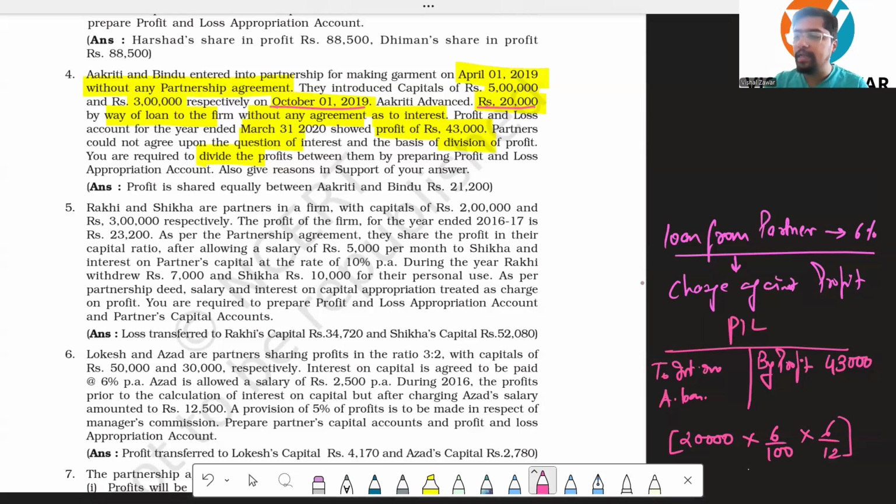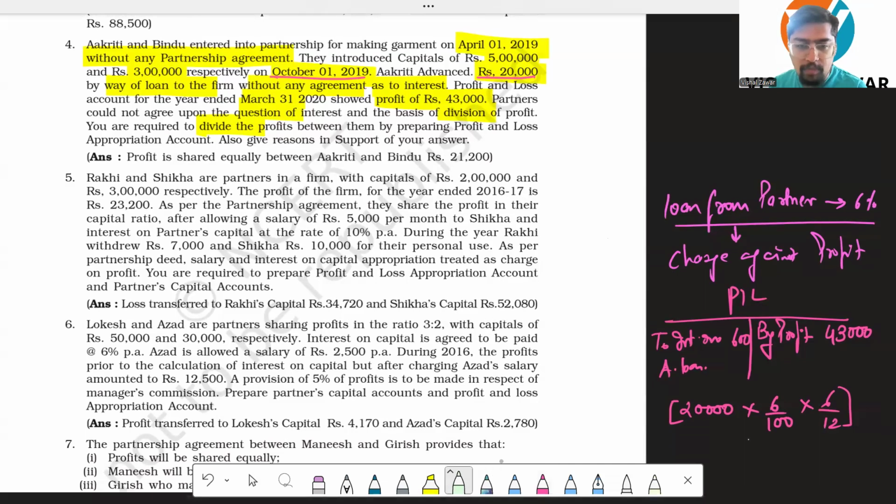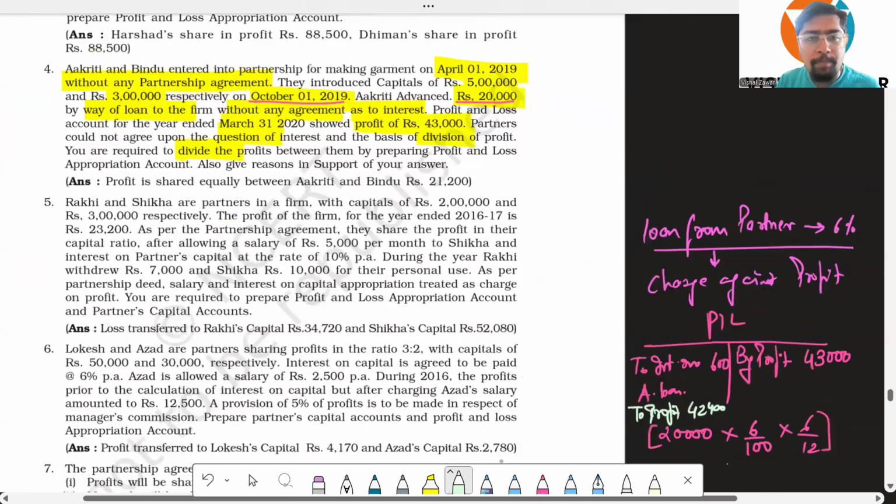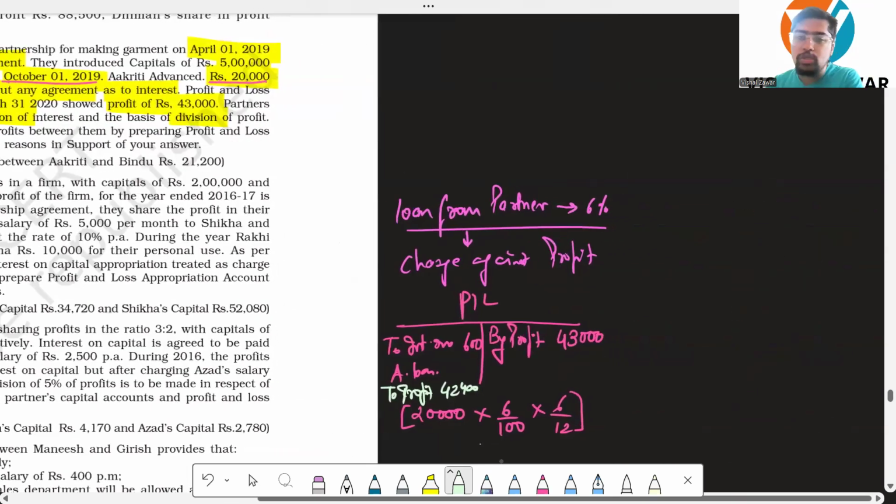So if I do the calculation, 20,000 into 6% for 6 months gives me an interest of 600 rupees. After paying this interest, the balance profit with the firm, which is transferred to the P&L appropriation, will be 43,000 minus 600, which is going to be 42,400. They have not given any profit sharing ratio, and we know that when there is no profit sharing ratio agreed, we have to give them equally.